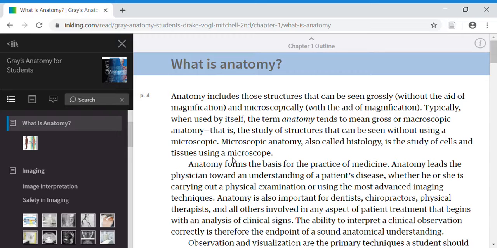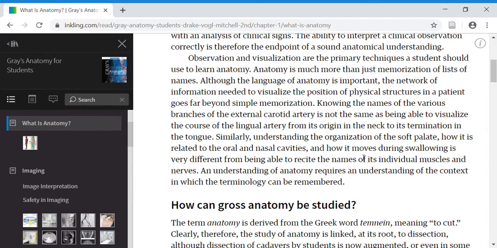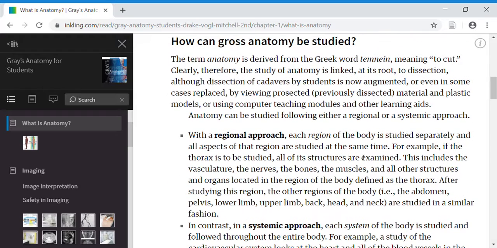includes those structures that can be seen grossly without the aid of magnification and microscopically with the aid of magnification. Typically, when used by itself, the term anatomy tends to mean gross or macroscopic anatomy. So, anatomy as such can be studied through a regional approach and a systemic approach.